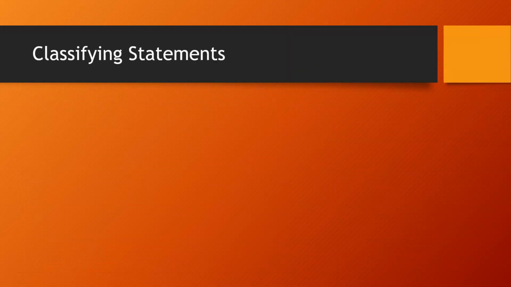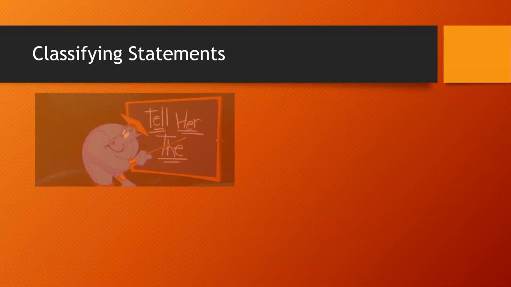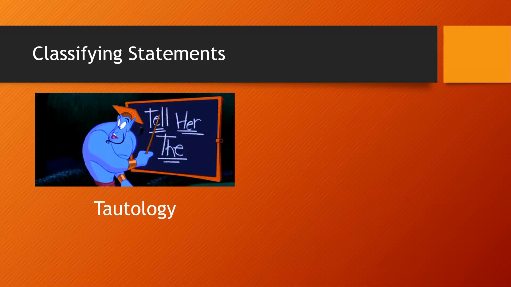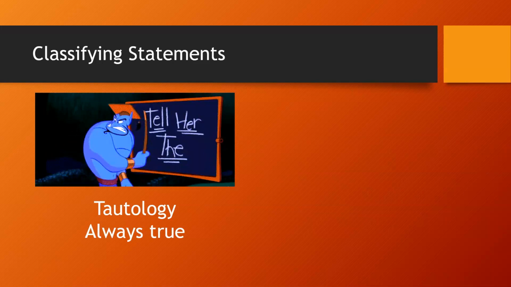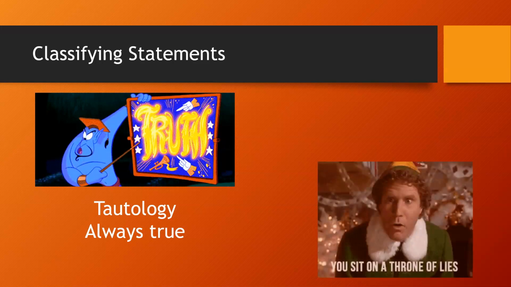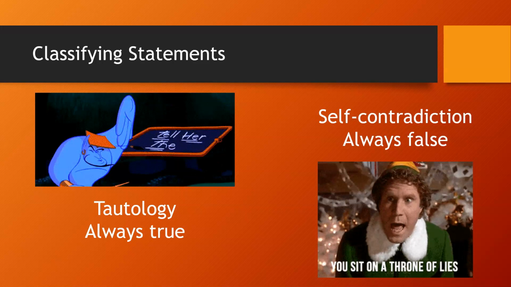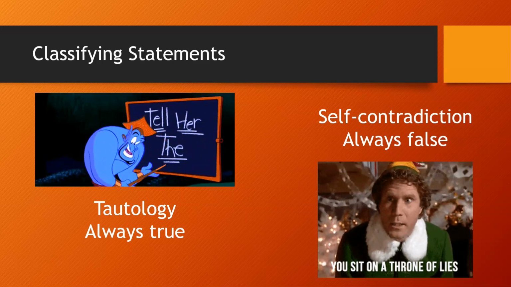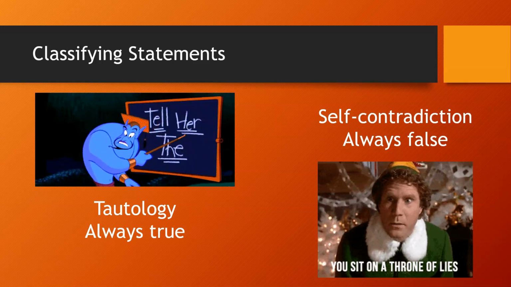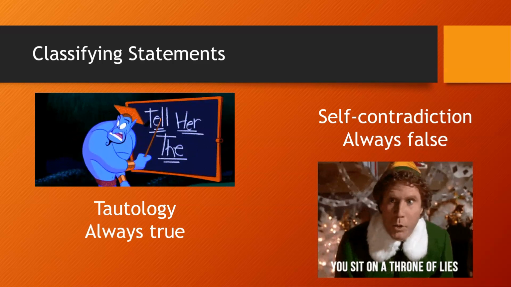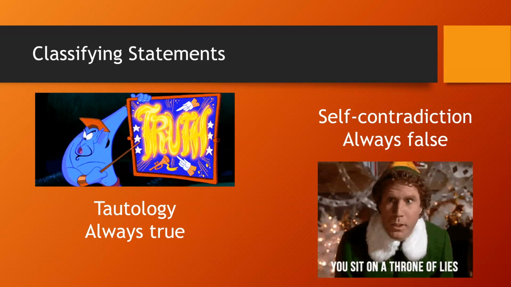When we think about statements, we can classify them according to what we see as the truth or the falsity of the statement. If we are looking at a statement that is always true, then we call it a tautology. And if we look at a statement that is always false, we call it a self-contradiction. Now the example we just saw was not always true or always false. It had a mixture of truth and falsity. So it would not be considered a tautology or a self-contradiction. It's neither of those.